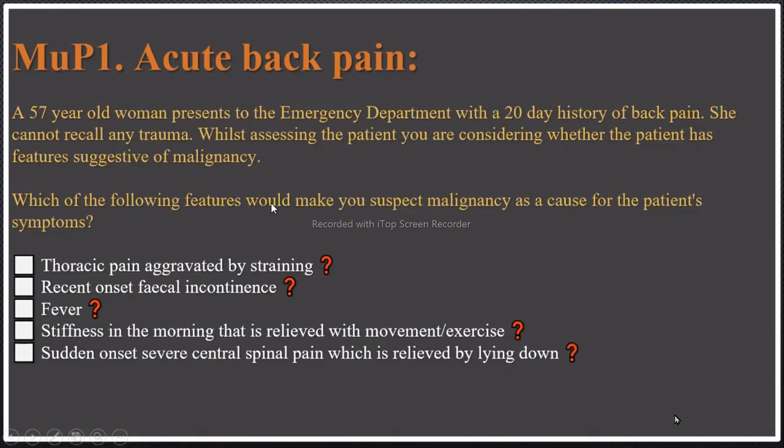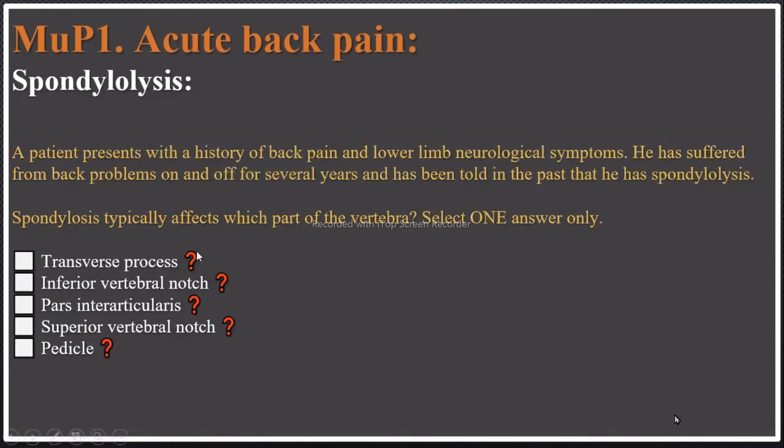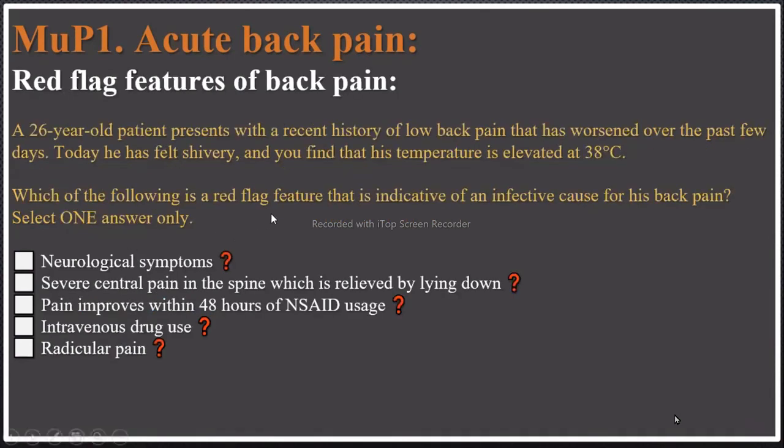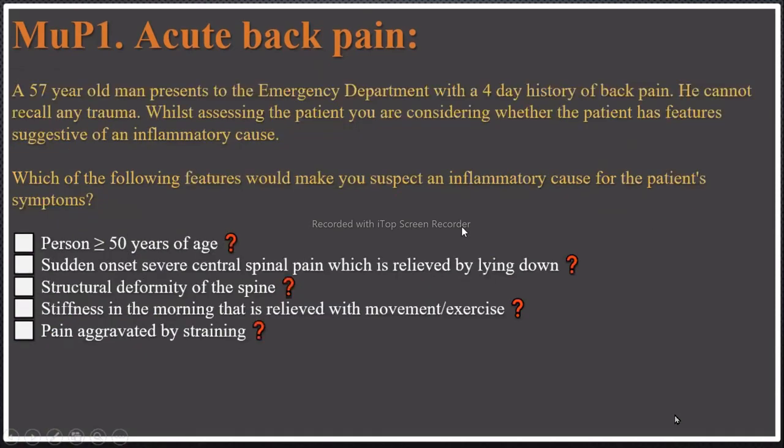The following features would make you suspect malignancy. Thoracic pain, I think. First one. Thoracic pain. Excellent. Spondylosis typically affects which part of the vertebra? Pars interarticularis. Okay. Which of the following is a red flag feature that is indicative of infective cause? IV drug use. Intravenous drug users. Excellent.